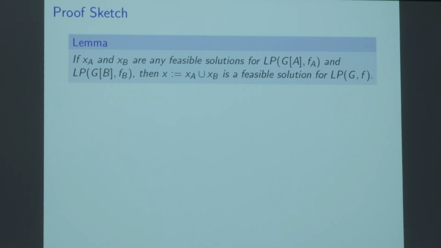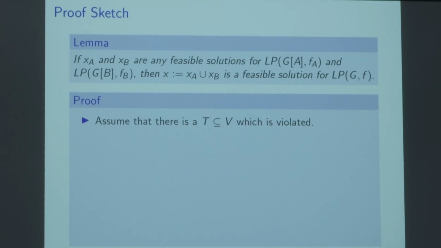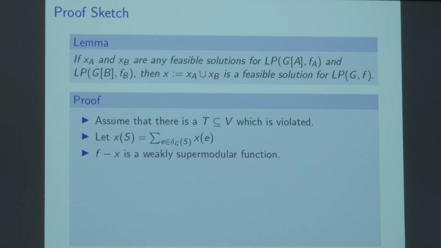Okay, right. All right, so I'll try to sketch a proof of this. A complete proof has some case analysis and stuff. So let's assume that there is a set T which is violated, which is not satisfied. I have a feasible solution XA and a feasible solution XB, and I'm just taking their union. So maybe there is a set crossing both A and B which is violated. And I'll use this notation: when I say X of S, it simply means the sum of all the X values across this cut S.